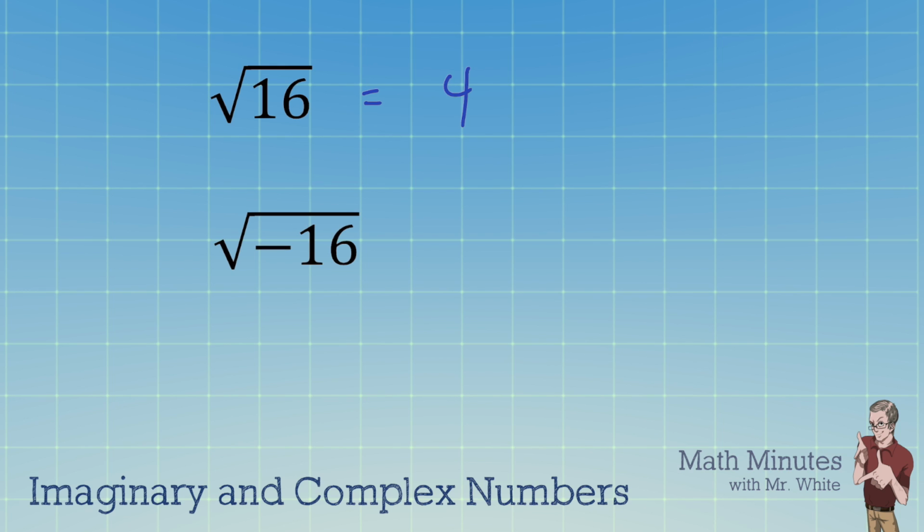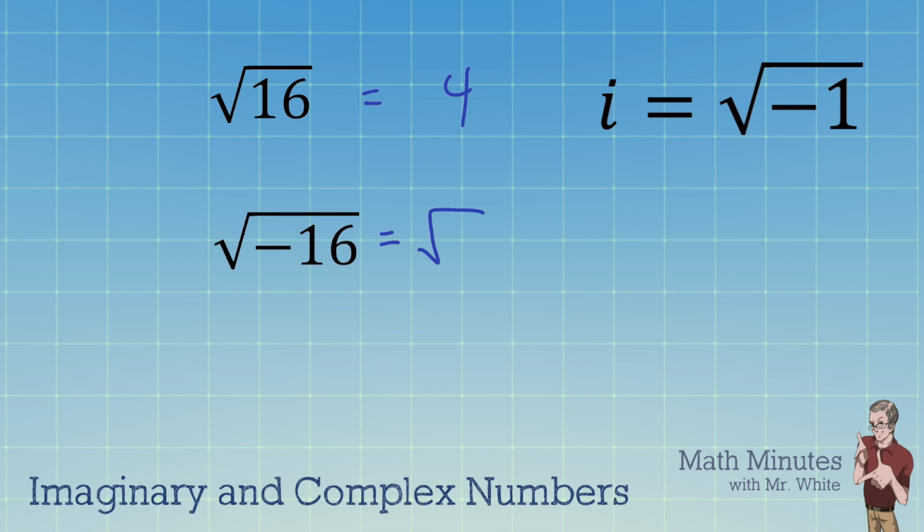Now, what about the square root of negative 16? So what squared would ever give a negative? And the answer is nothing, right? There's absolutely nothing. We're going to need to define a new variable. We're going to call it i, and i is going to be the square root of negative 1. So anytime we see a negative under a square root, we can replace the square root of negative 1 with an i.